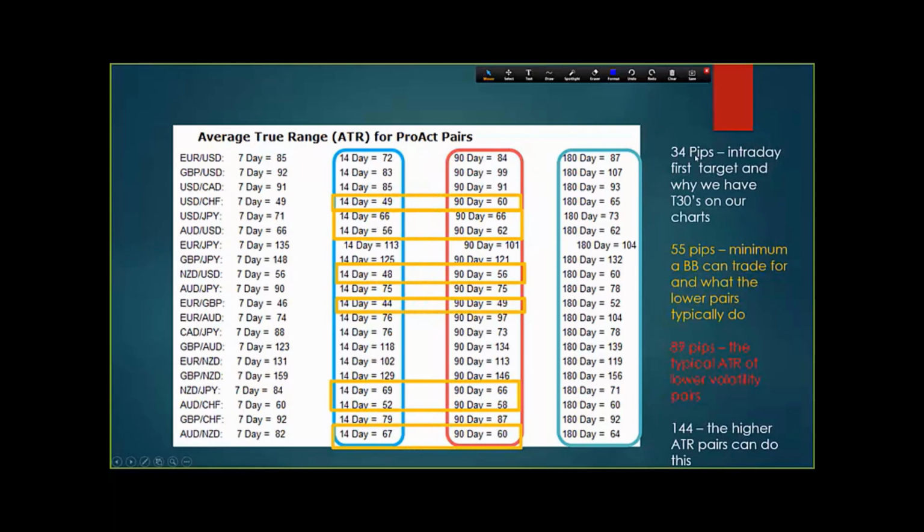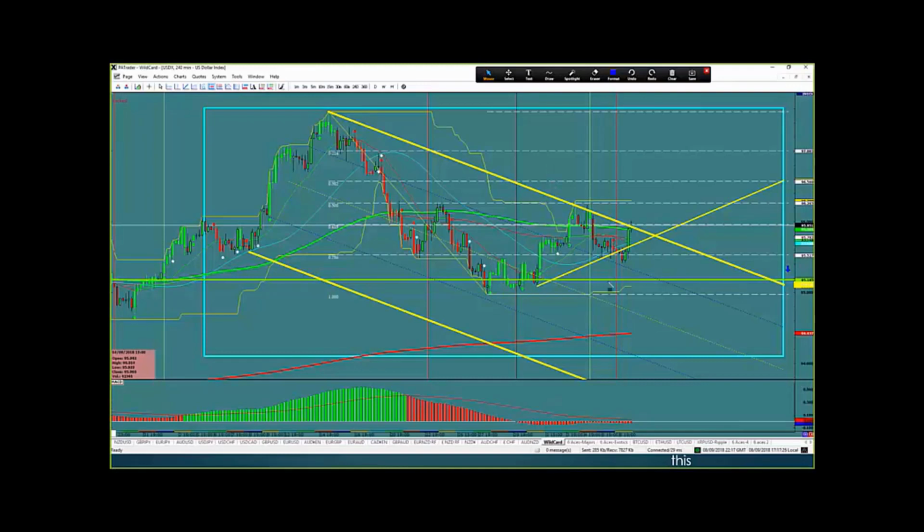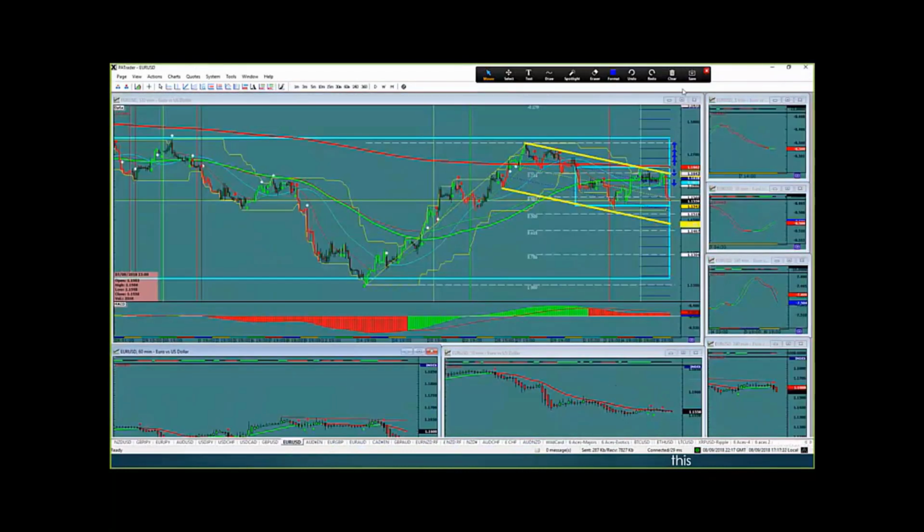So we have the first move is 34 pips. That's on the Fibonacci sequence, okay? It's the intraday first target, and it's why we have T30s on our charts. We have a set of T30s on our charts. Let me go show them to you here real quick. All right. So let me pull over here to, I'll just go to the euro. All right. So here we go.